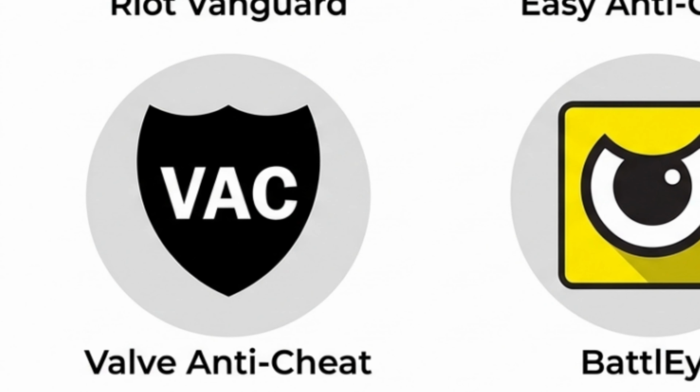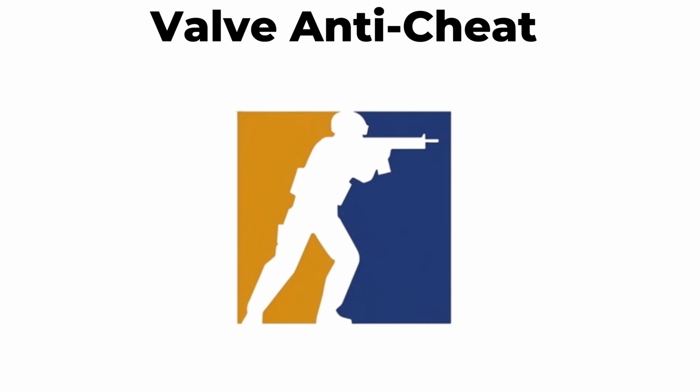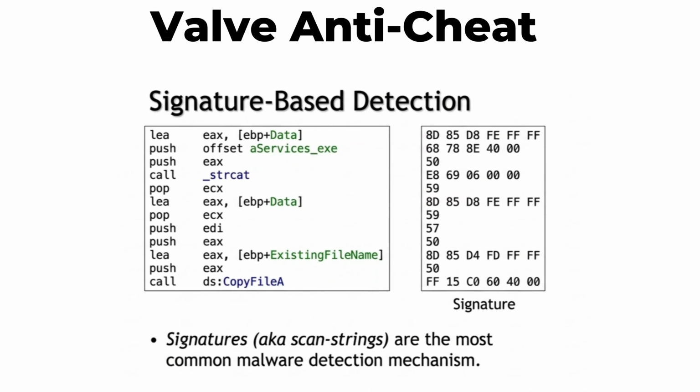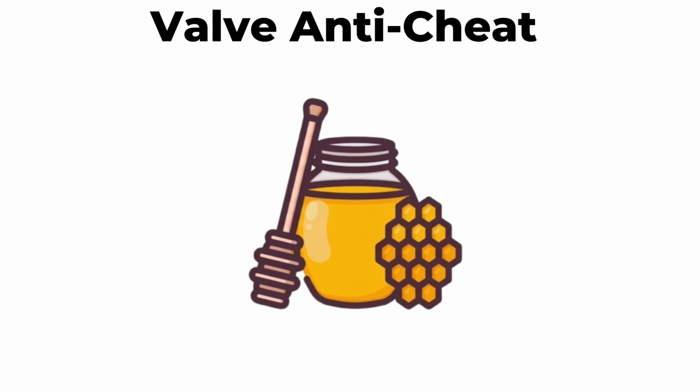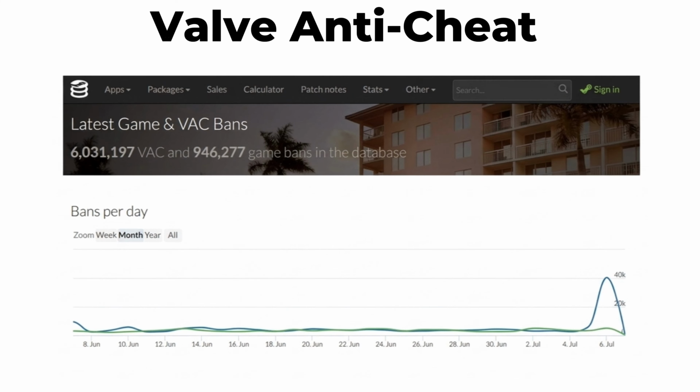Valve Anti-Cheat, the famous system protecting Counter-Strike and Dota 2. It compares injected files against a massive database of known cheat signatures. It is notorious for not banning cheaters immediately. Instead, it utilizes a honeypot effect, delaying bans to prevent cheat developers from knowing exactly when or how they were detected.